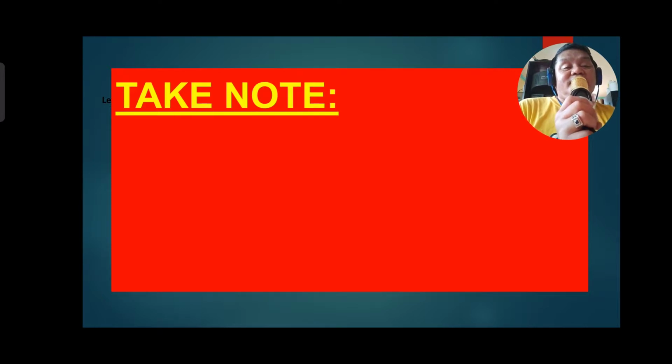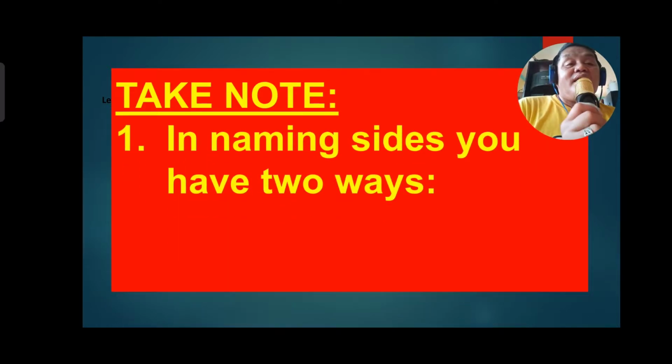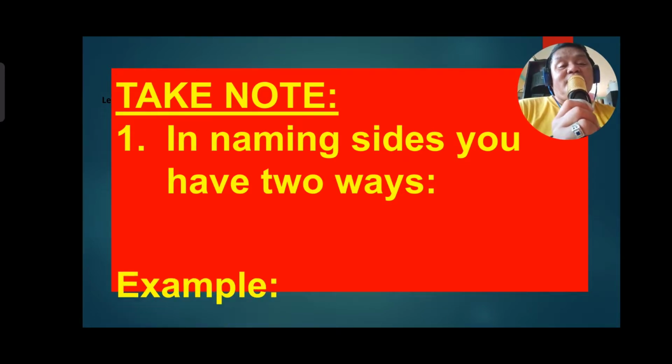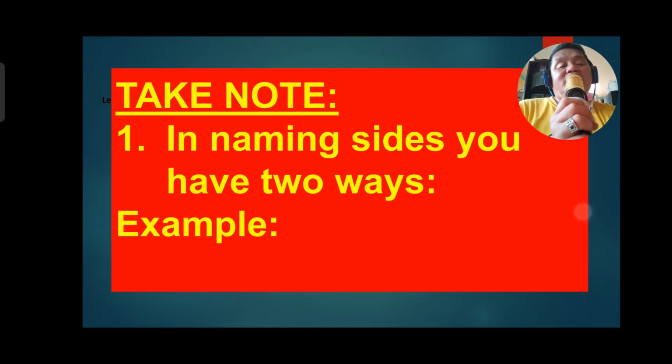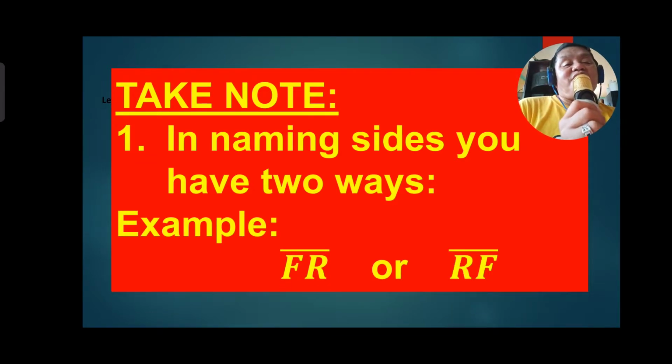Take note again that in naming sides, you have two ways. For example, if you are given side FR, you can rename it as side RF. Again, if you are given side FR, you can rename it as side RF. You just reverse it. That is how to name sides in the given situation.